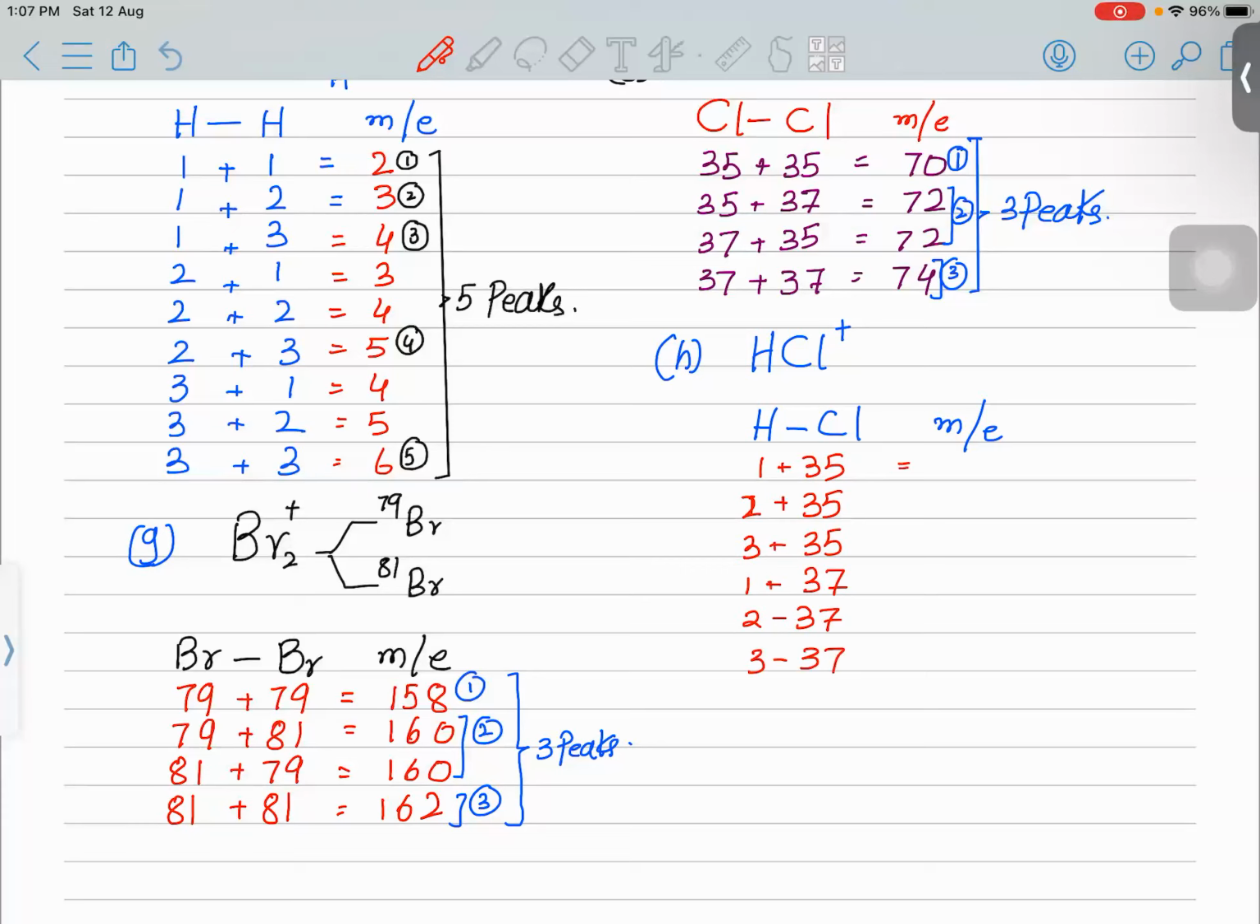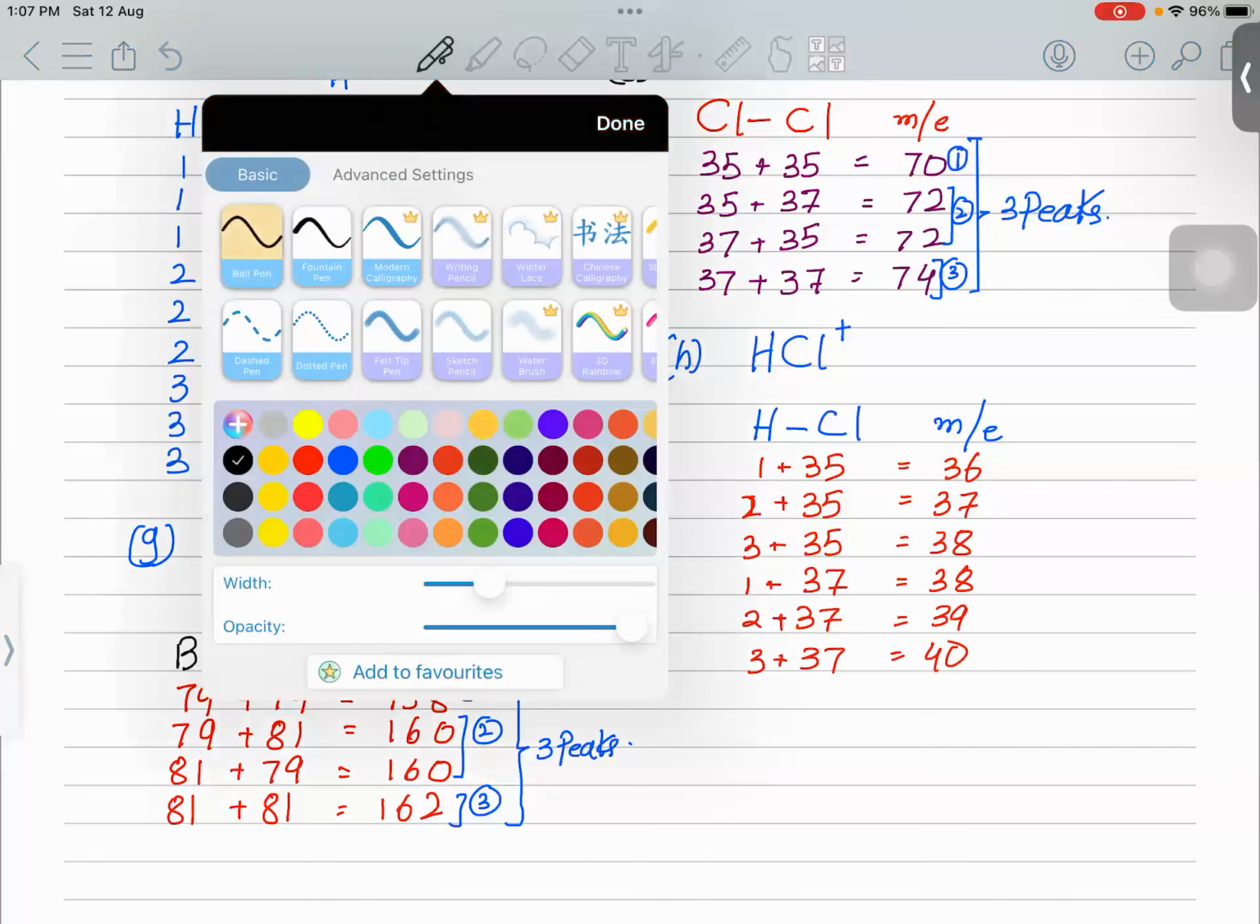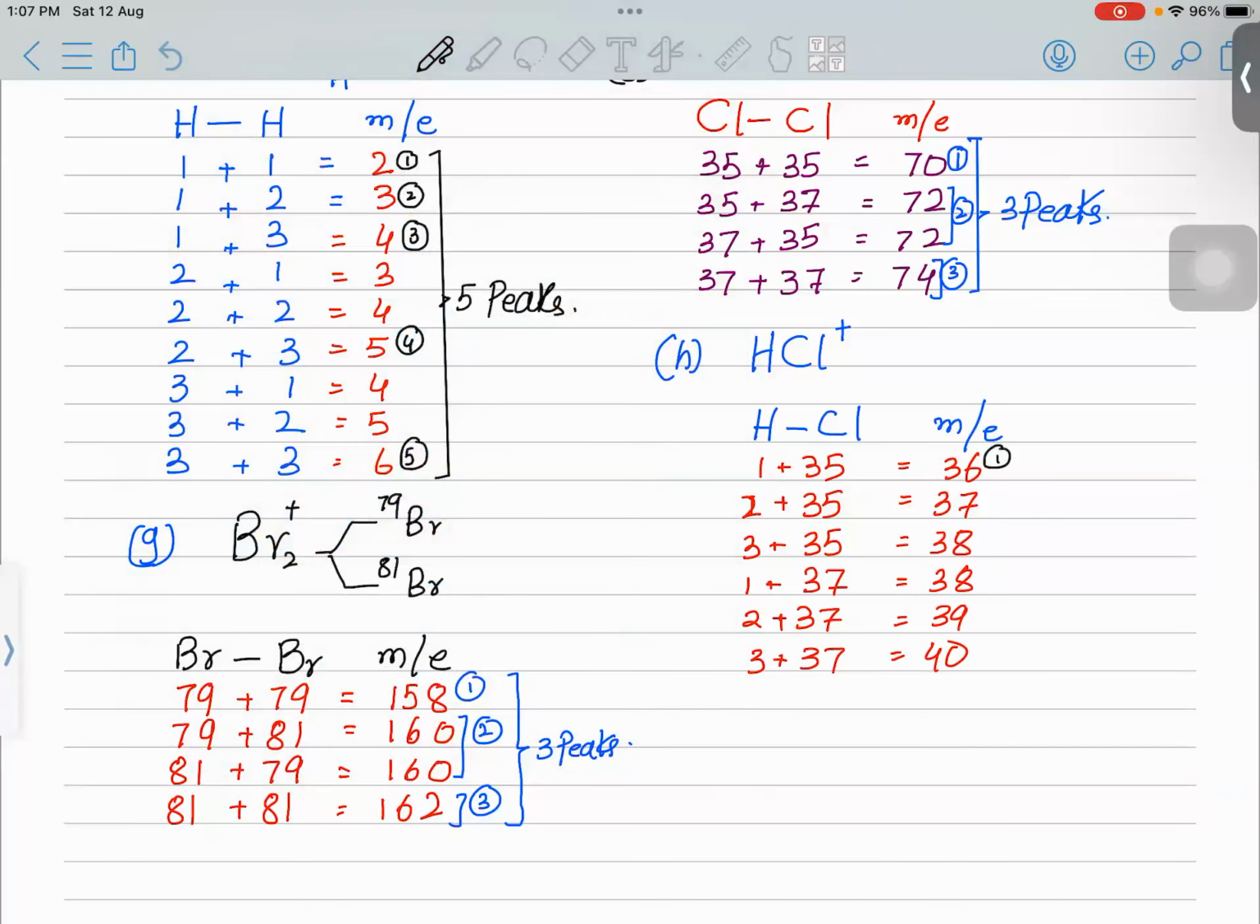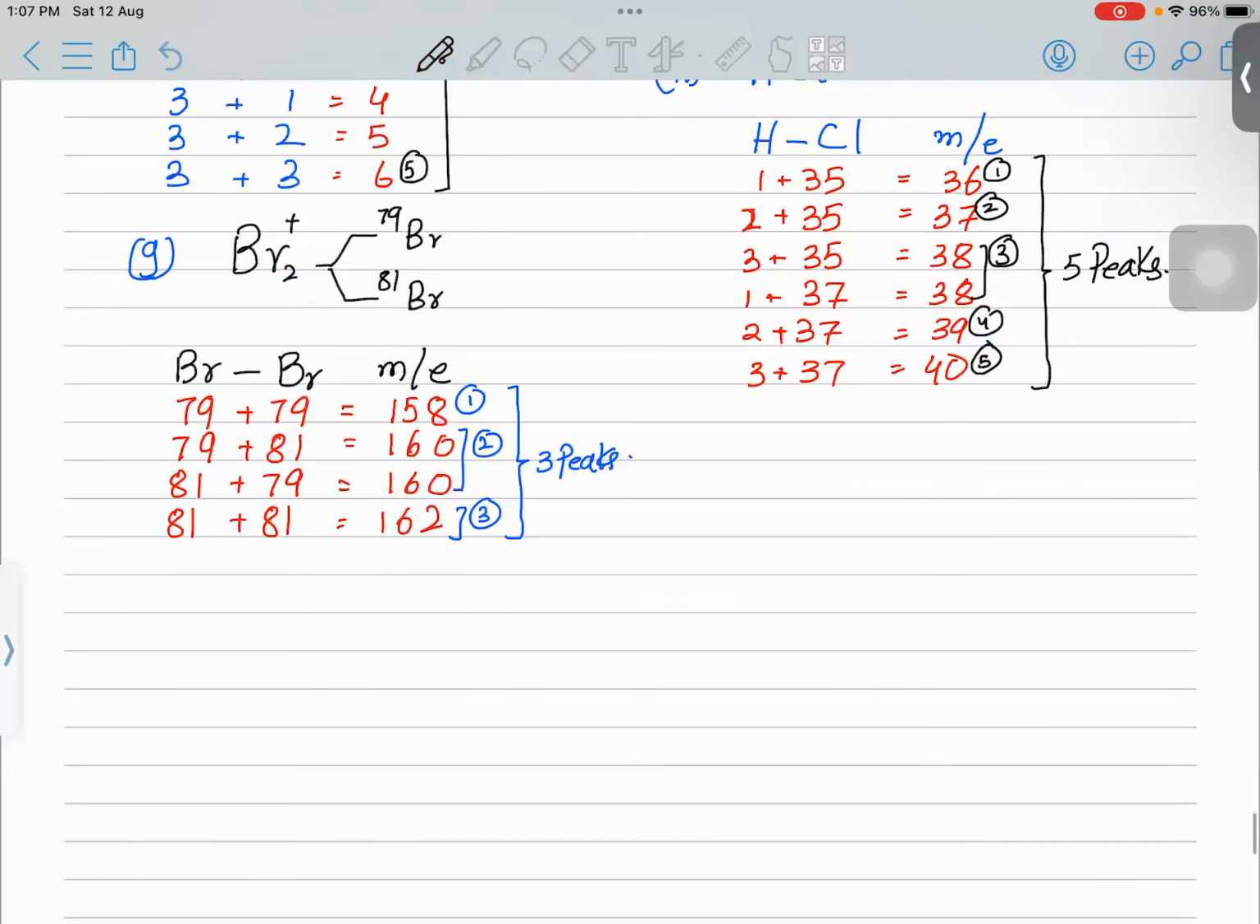Okay. So this is 36, 37, 38, 38, 39, and 40. So how many peaks? 5 peaks. 1, 2, 3, 4, 5. So 5 molecular ion peaks.